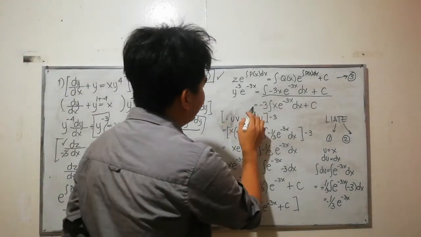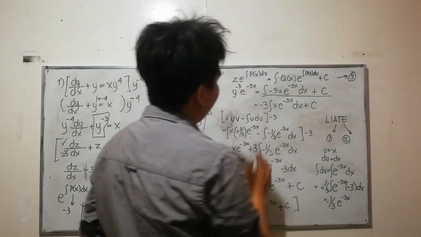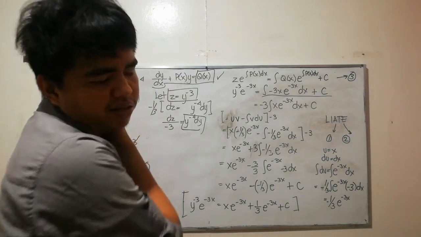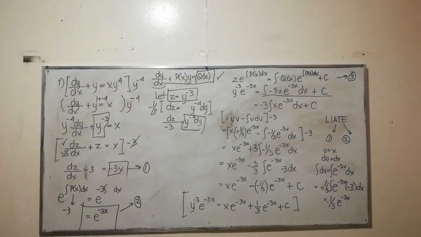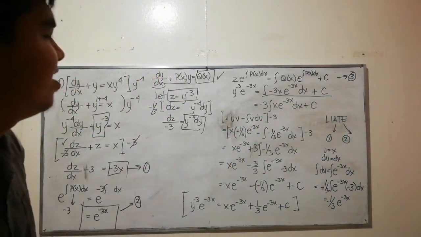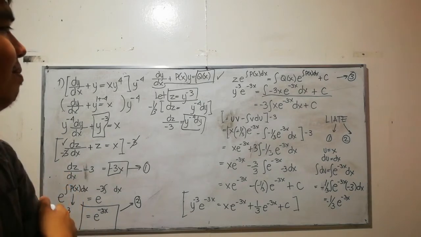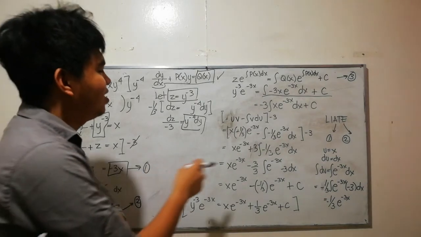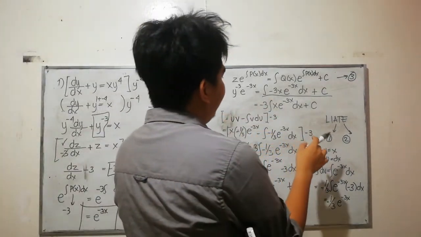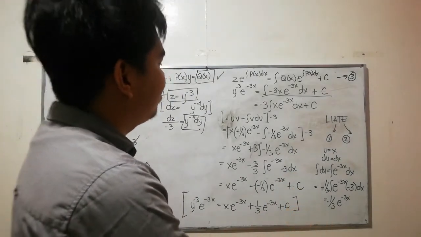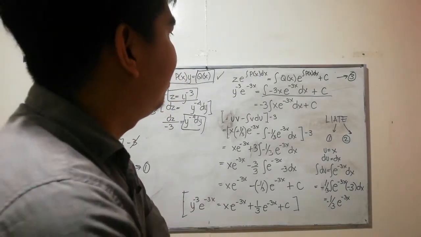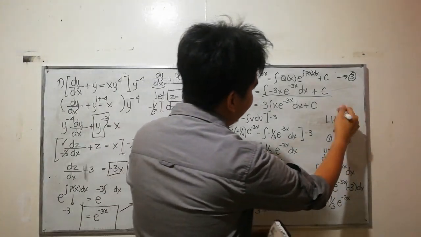So constant, put it outside, is equal to negative 3 integral of x e raised to negative 3x dx plus c. So we have two different categories. We have algebra and exponent. So this is integration by parts. I already discussed integration by parts. So we use the LIATE. So we have algebra and exponent.